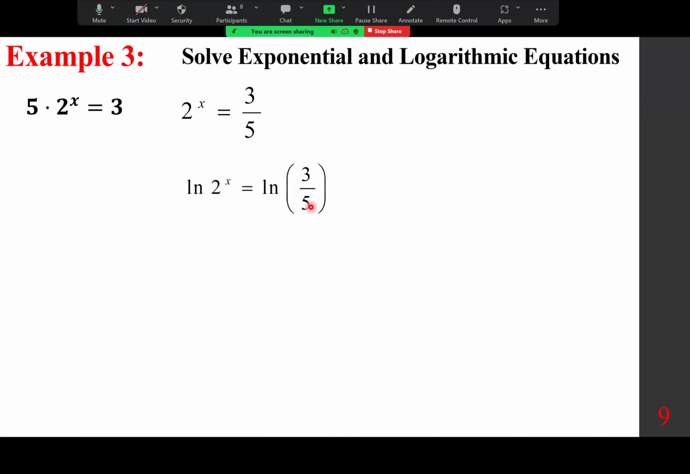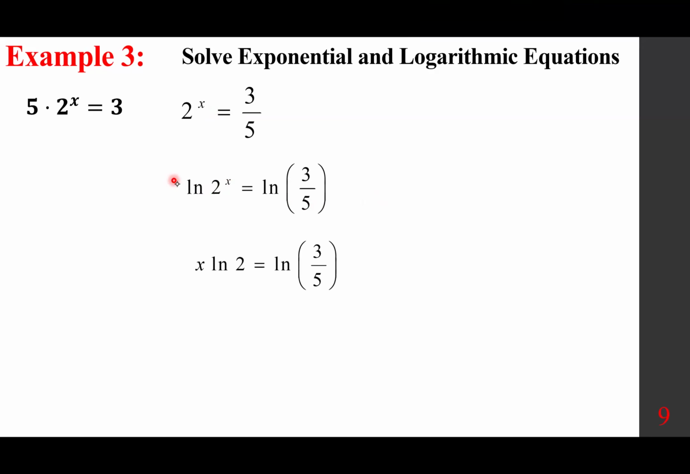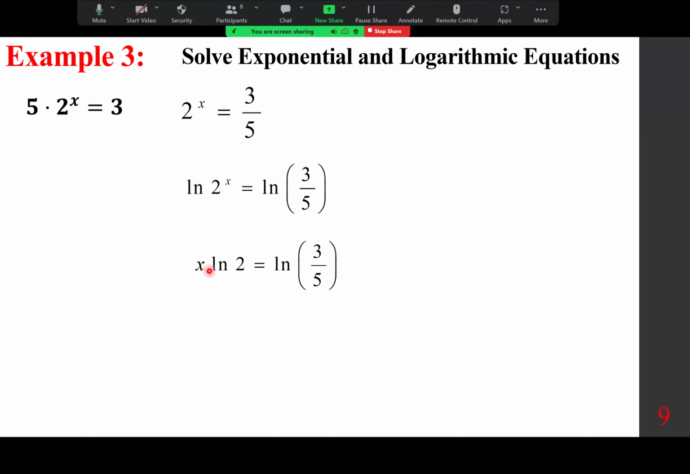Now remember, ln of 3/5 is a number. But what happens to the left side? x becomes a coefficient and sits in front, using the power rule. So what is x? Divide by ln 2. And this is an exact answer, everybody.